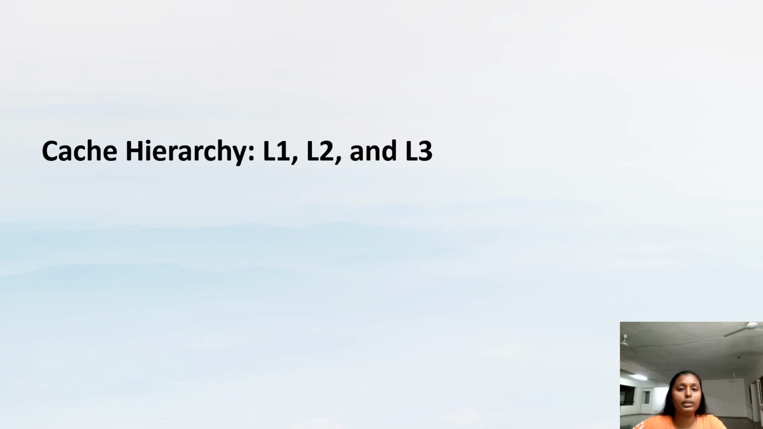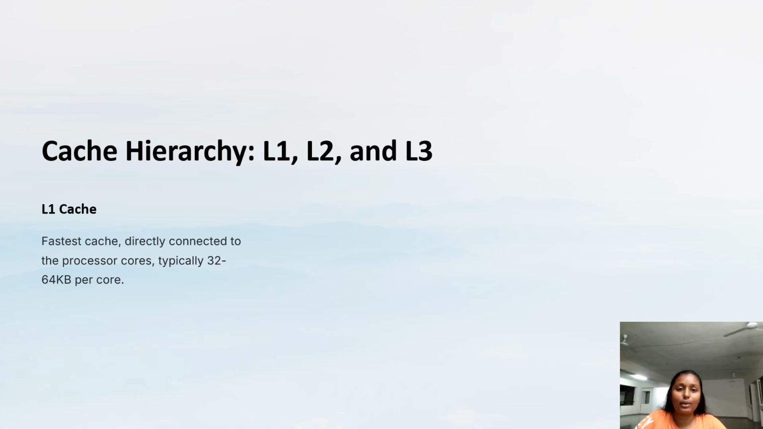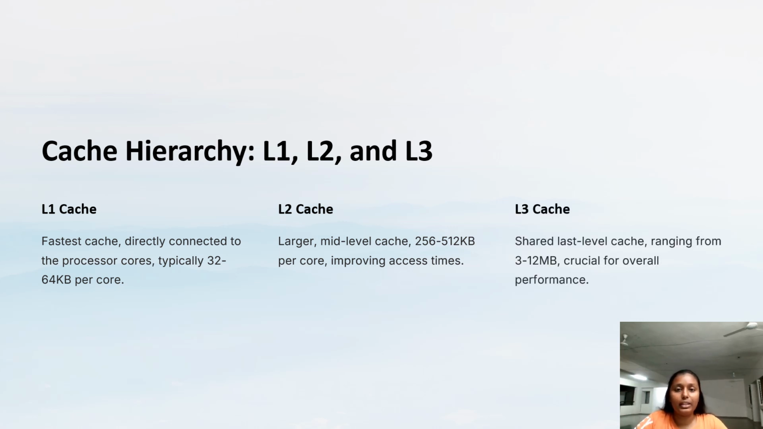Cache hierarchy: L1, L2, and L3. In Intel Core processors, it plays a very critical role in enhancing processing speed by reducing the time it takes to access data from the main memory. The cache hierarchy consists of three main levels: L1, L2, and L3 caches.